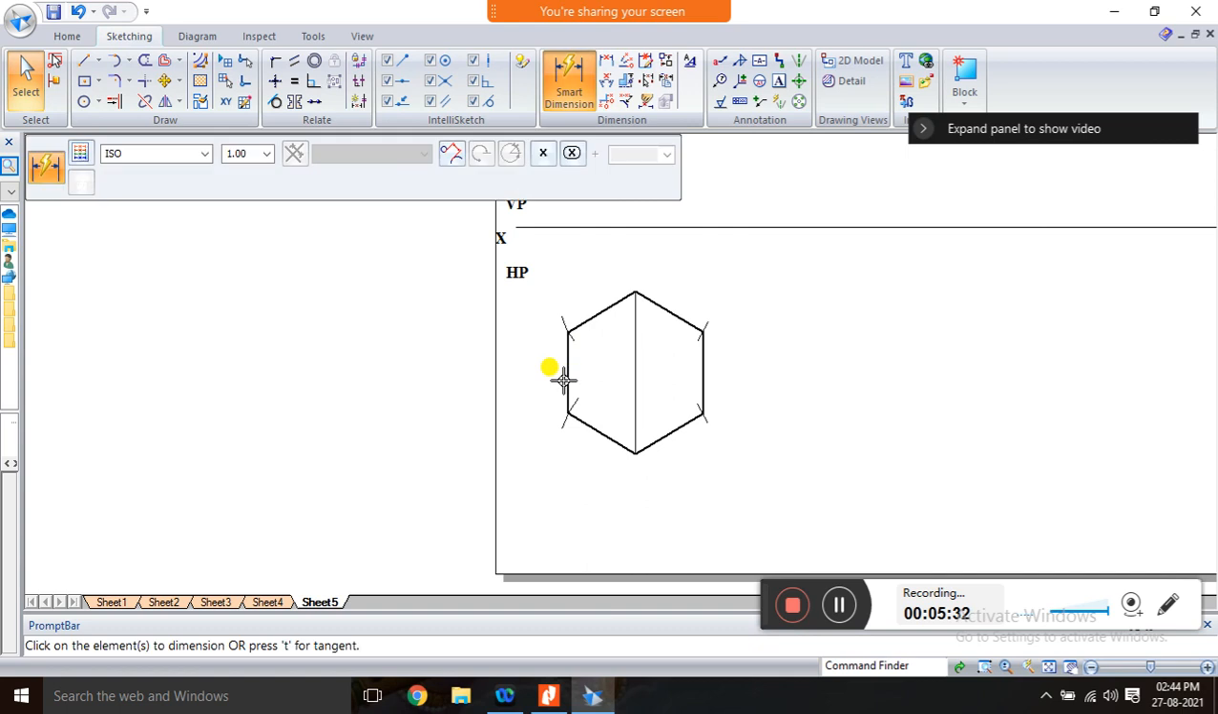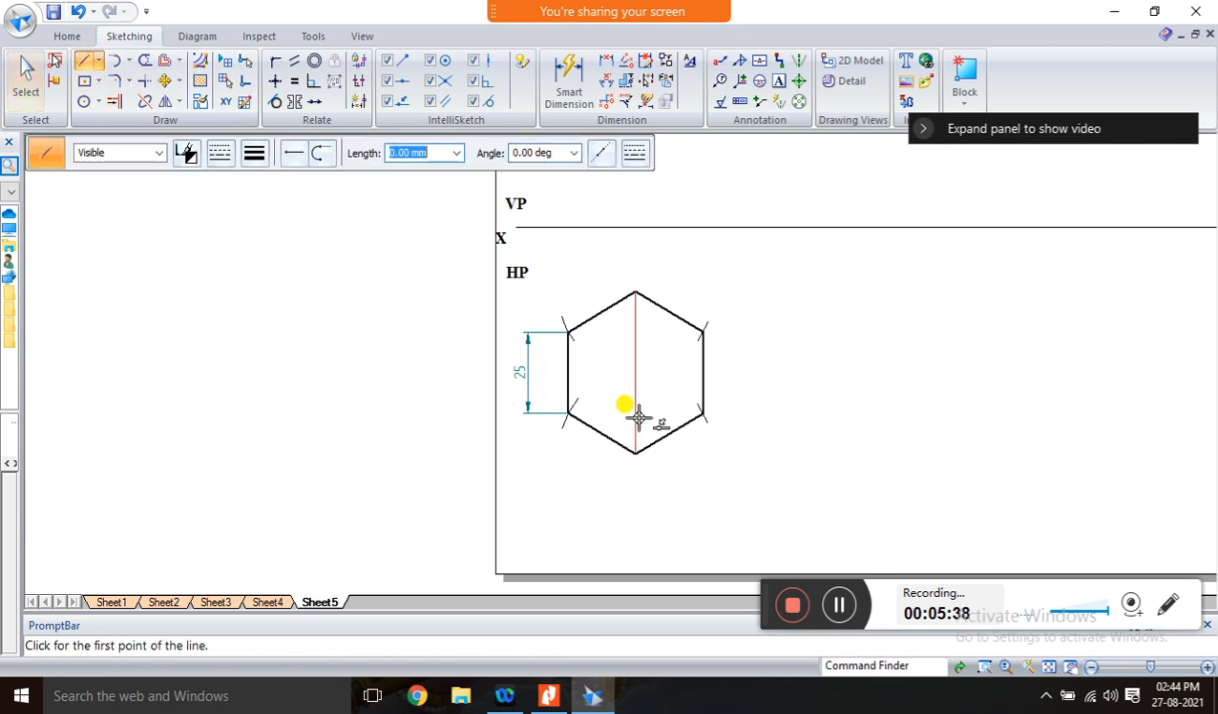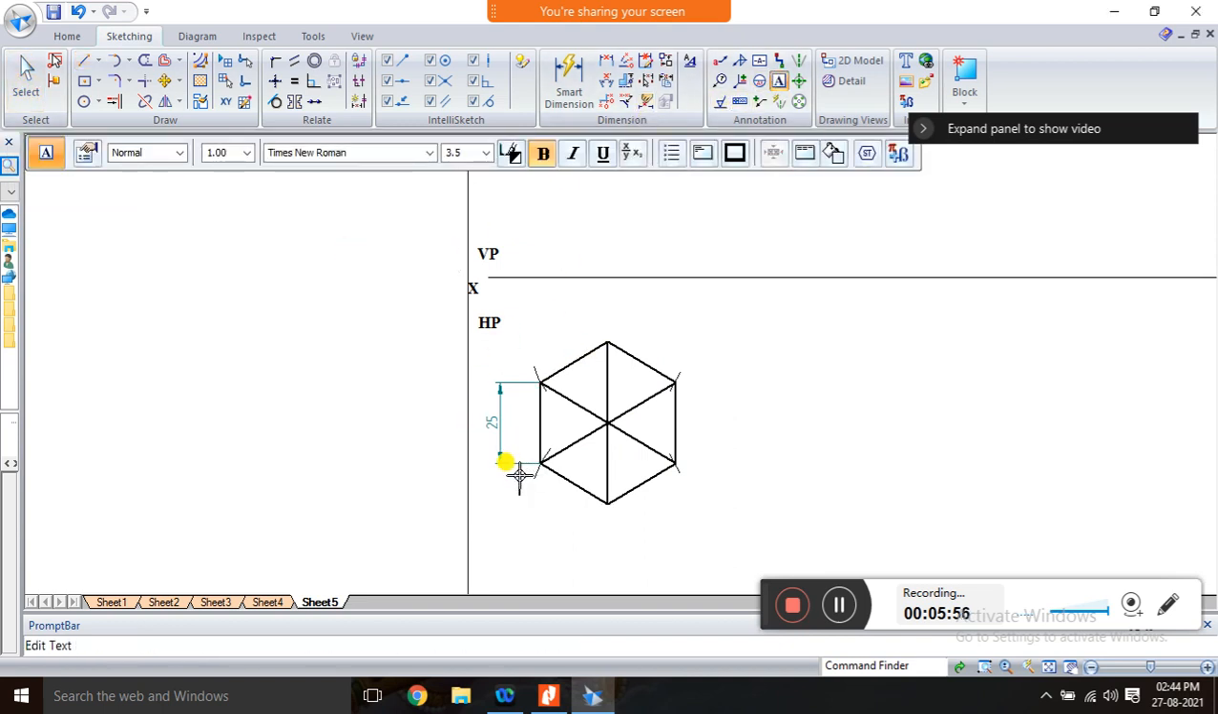If you want, you can cross verify. This is 25 mm. All the sides are 25 mm. So after construction, use the same line and join all the corners, because all the corners are joined to one common point. It is called the apex. So this constructs the hexagon, and after that you have to name it A, B, C, D, E and F.